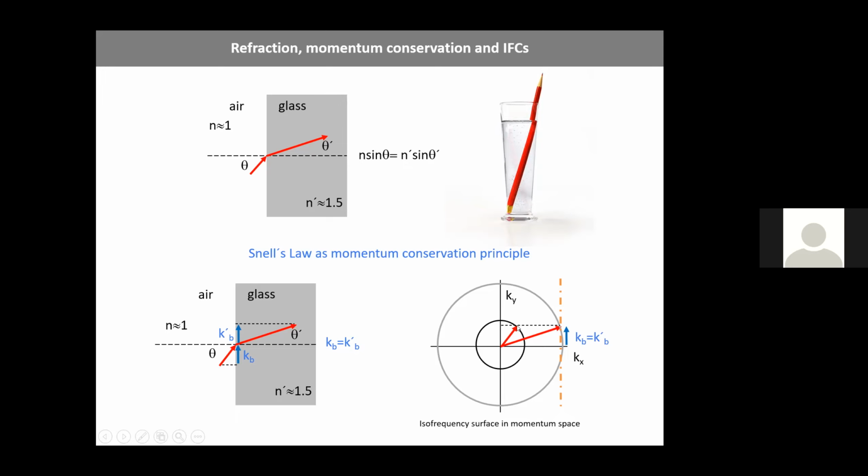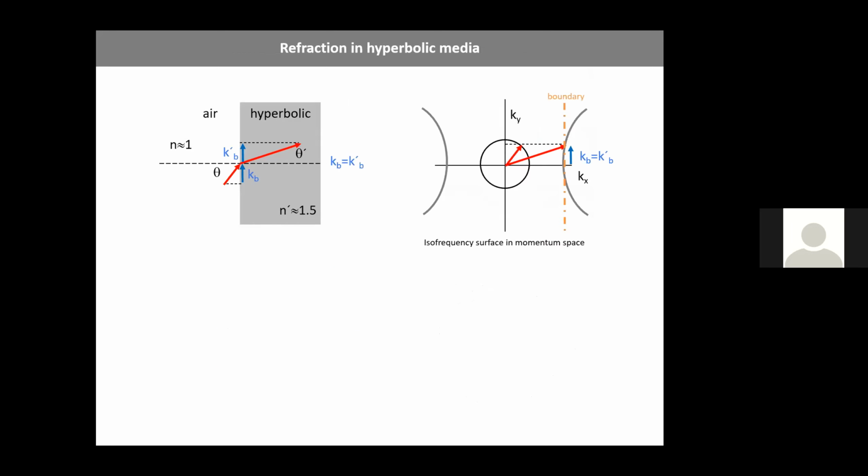So if we have this incident vector, by having just this other medium with this other circle, we have this boundary, and we just have to take the vector that crosses this outer circle, giving rise to the same projection as the first vector. And then we have momentum conservation, and this is the solution of refraction in isotropic media. A very simple graphical method to see it.